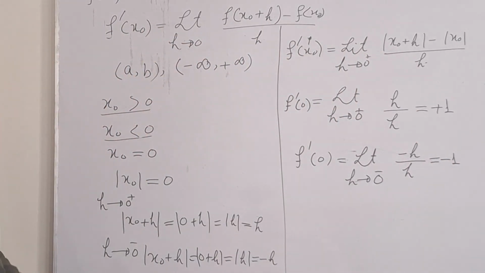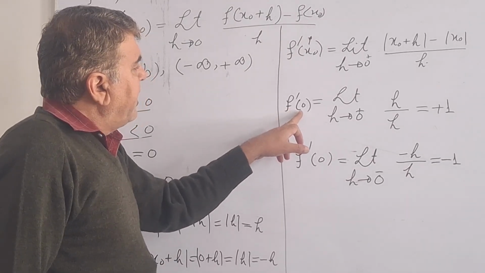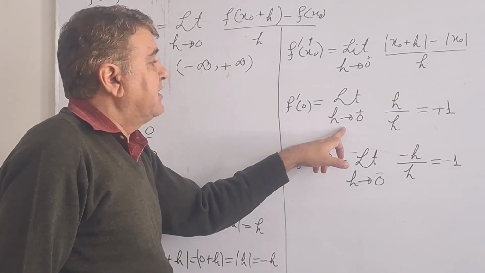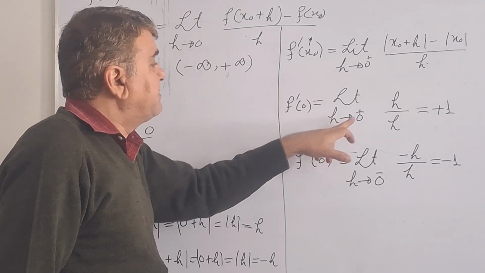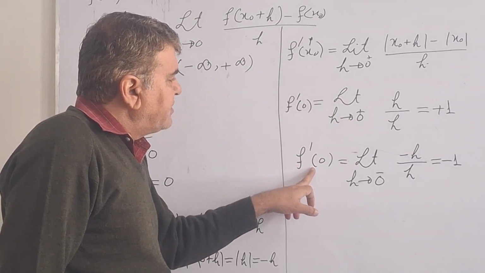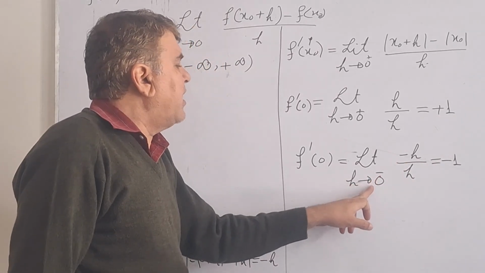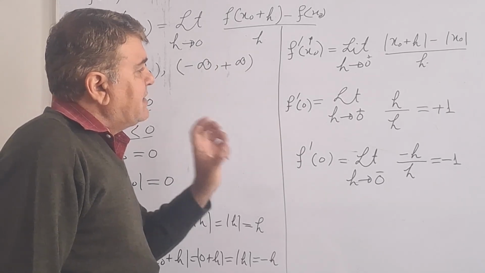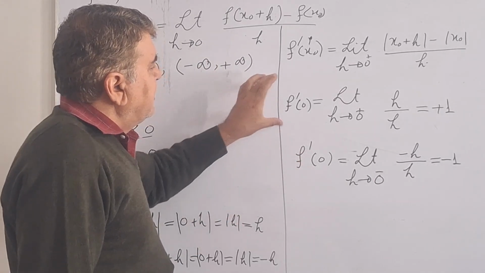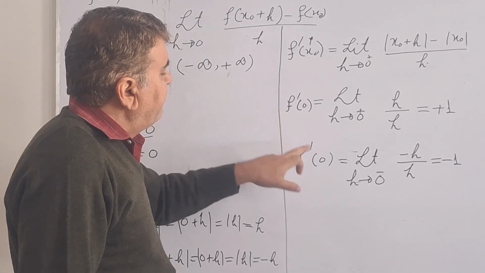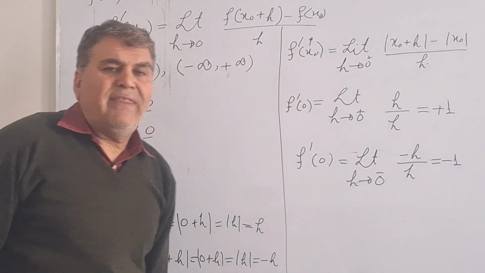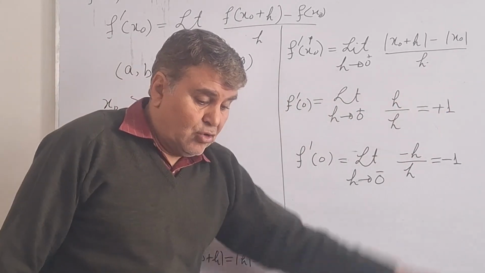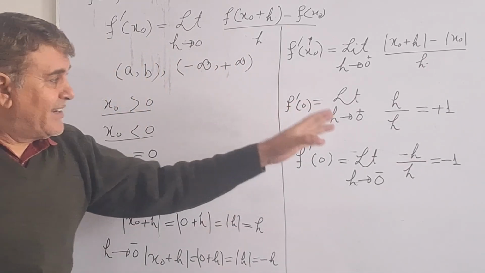And there is a problem. The derivative f prime at x naught equal to 0 is plus 1 when we are approaching from the positive side. That is, when h is positive. And f prime of 0 equals minus 1 when we are approaching towards 0 from the negative side. So these two choices of h change the value of f prime at x naught equal to 0. Well, this is the situation, because these two values simultaneously at x naught equal to 0 are not acceptable. They don't agree with each other.